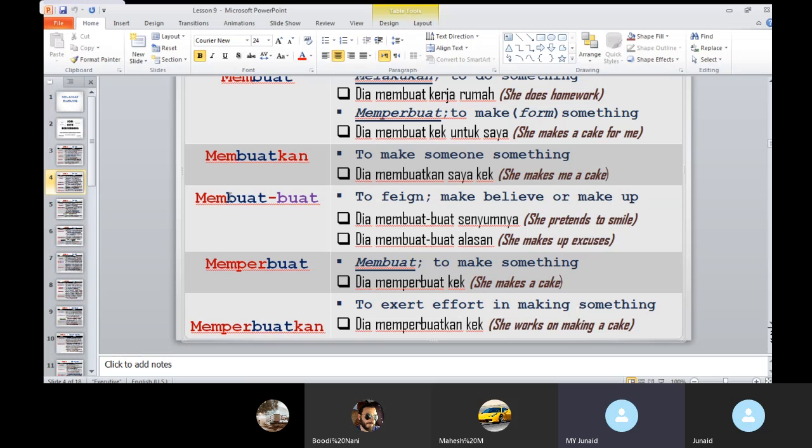Buat means to do. To fake, to pretend doing something. To make fake. But in spoken Malay, just say buat-buat, without membuat-buat. Buat-buat kerja. Yes, buat-buat kerja. Very good example. So, buat-buat kerja. He's pretending to work.